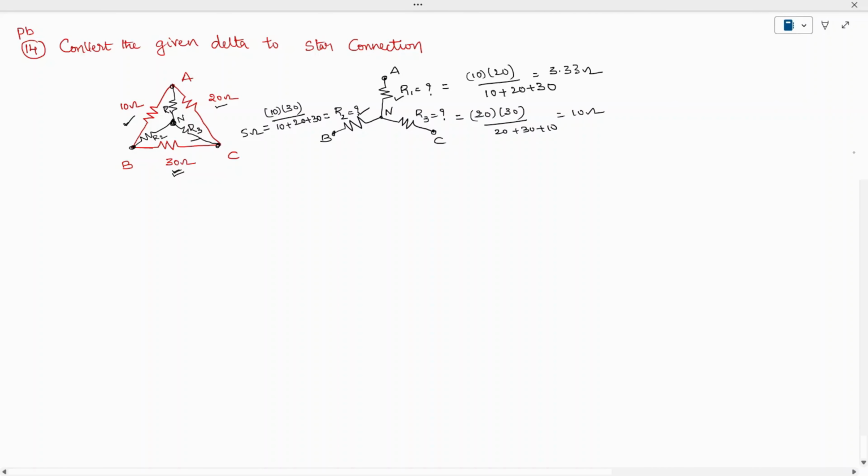So like this we will be solving multiple problems of converting a given star to a delta and a given delta to a star.